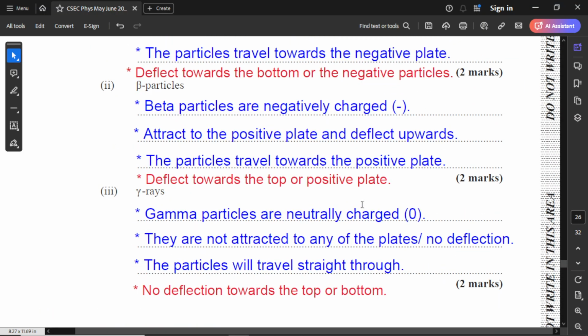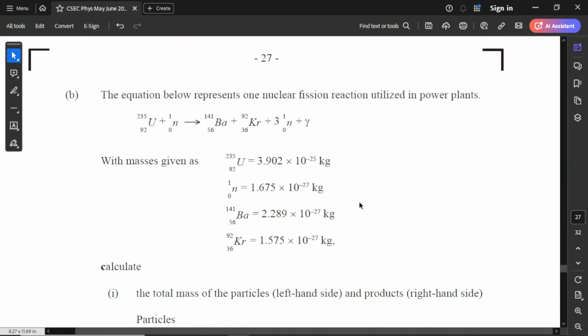Those are just to give you a summary of the whole thing. So you can look at them again, observe, and make your notes. All right, let's jump to the next part of the question now.